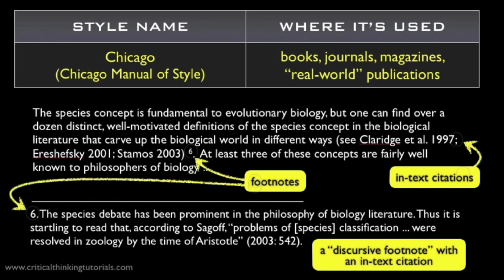These are sometimes called discursive notes to distinguish them from footnotes that just contain source information. And in the commentary, there's another in-text citation. And all of this is supported by the Chicago Manual of Style. So you can see that it encourages flexibility and mixing of citation styles, which can come in handy for different purposes. Okay, that about wraps up this introduction to citation styles.